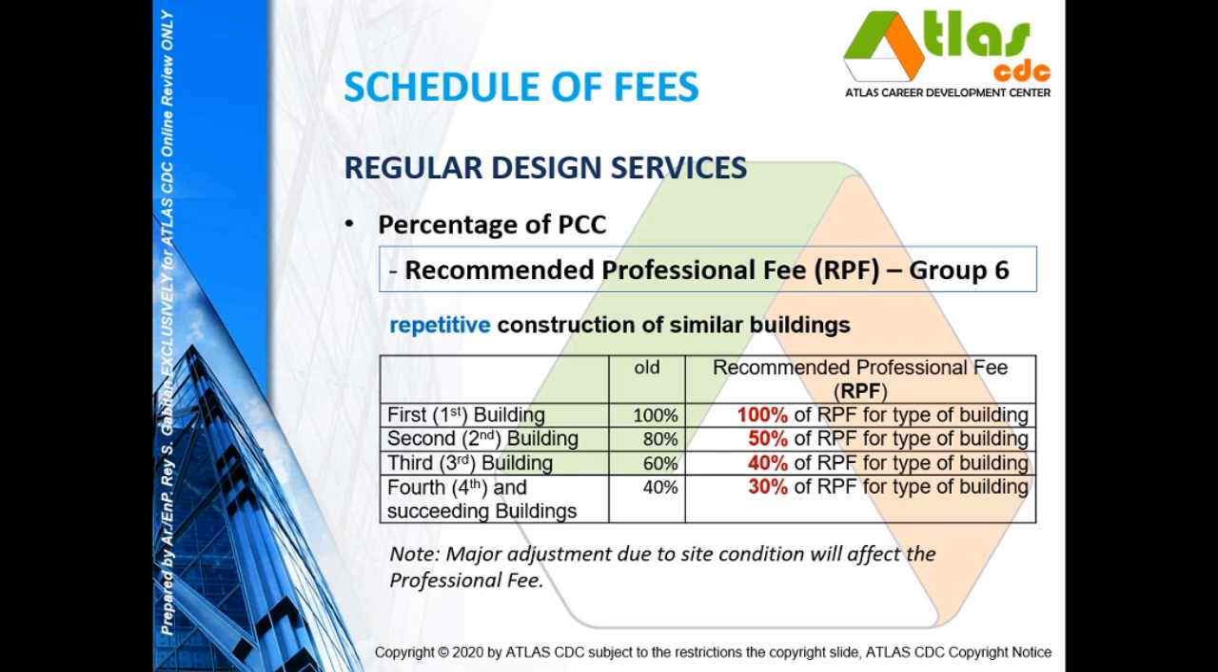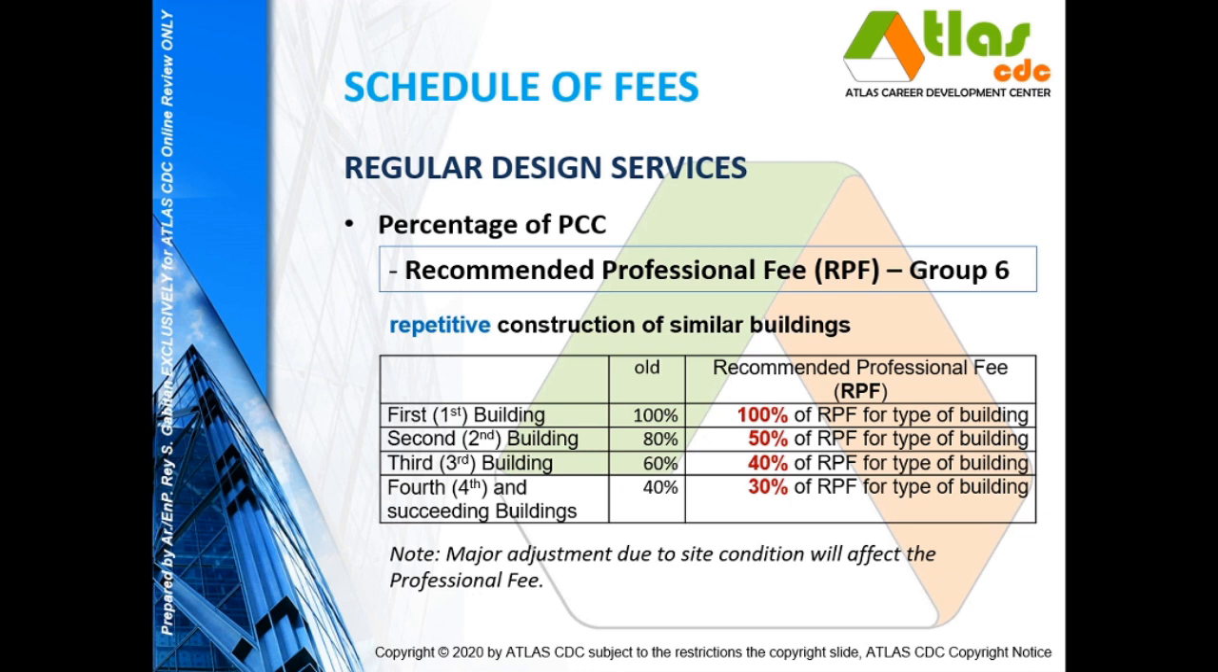Now for group 6, we have the repetitive construction of similar buildings. This table shows the old computation for the percentage, but now we have this new one. For the first building, the fee is 100% of the RPF for the type of building. The second building is at 50% of the RPF for the type of building, the third building will be at 40%, and the fourth and succeeding buildings will be at 30% of the RPF for the type of building.